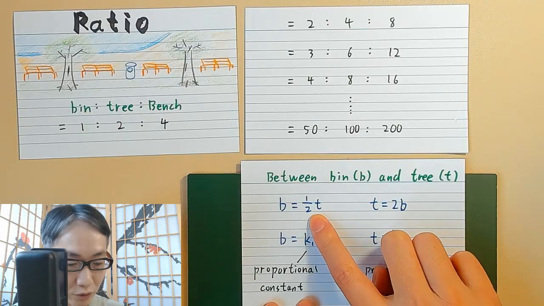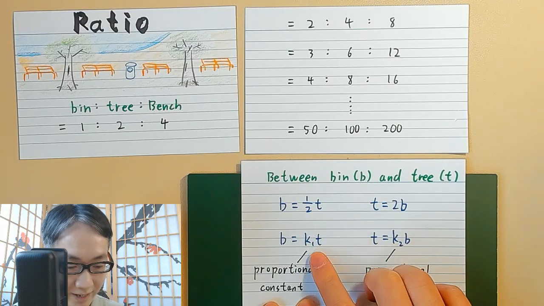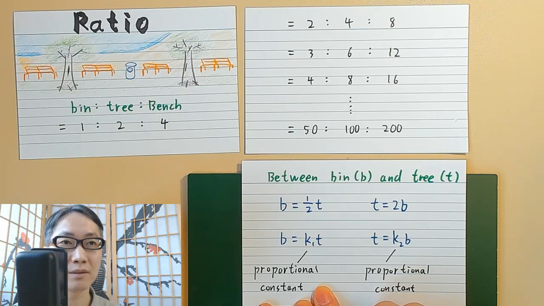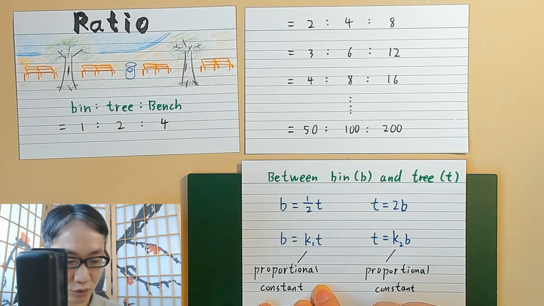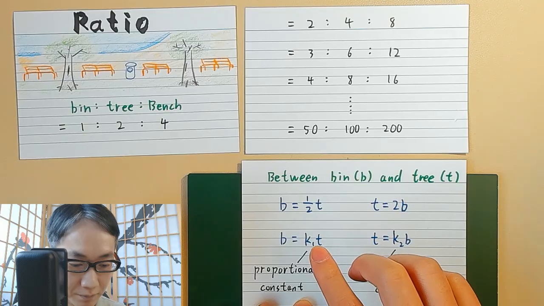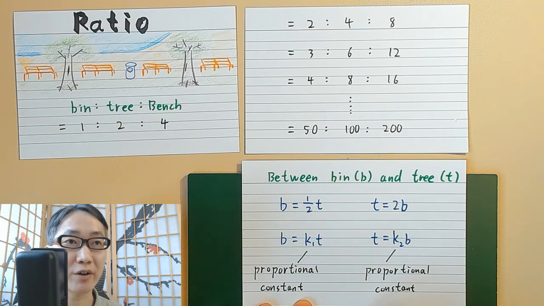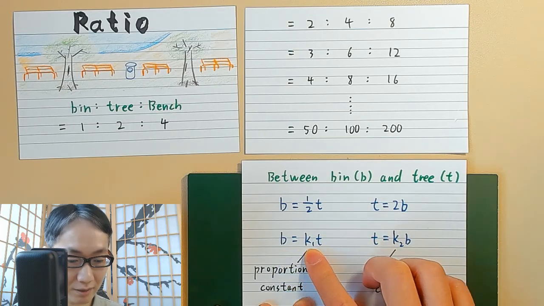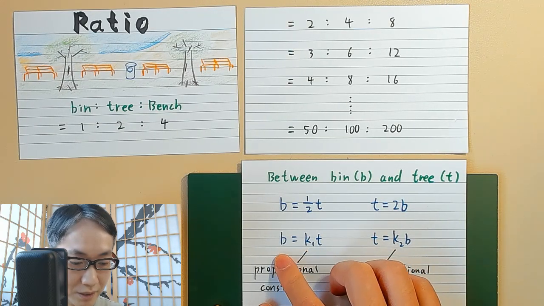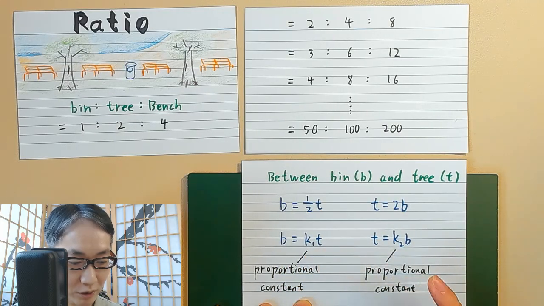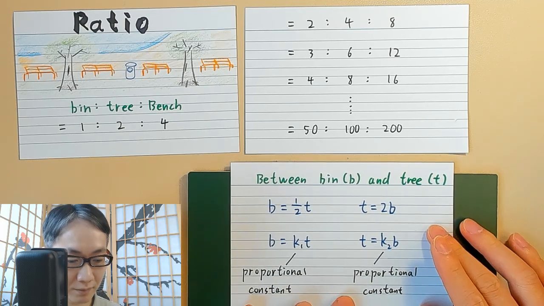And here 1/2 is the k, which is the proportional constant. Okay. So whenever two variables have a fixed ratio to each other, then we can express it like this: b equals k1 t. I use k1 here because I have k2 in that place.